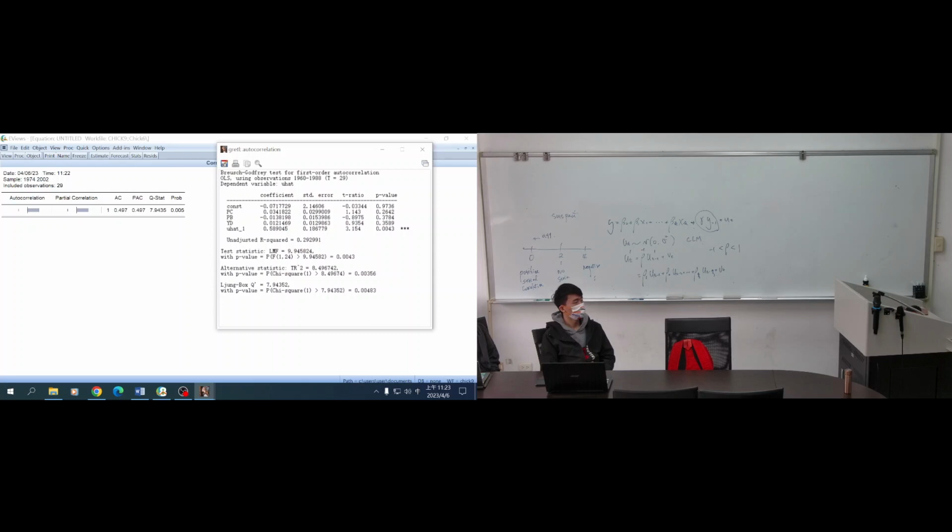There are three ways to do it. One is Durbin-Watson, the other one is the LM test, and the Q test. Durbin-Watson is really rigid to the first order, but the LM test and the Ljung-Box Q test are not only for first order. They extend to P orders.